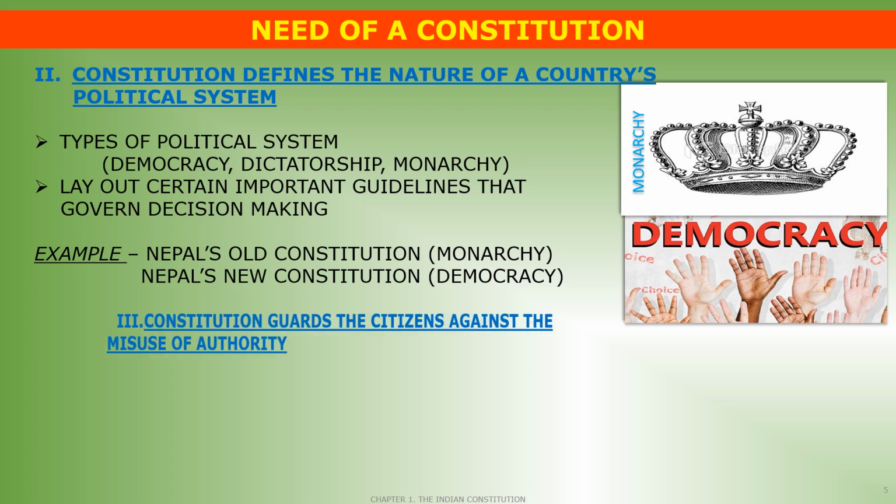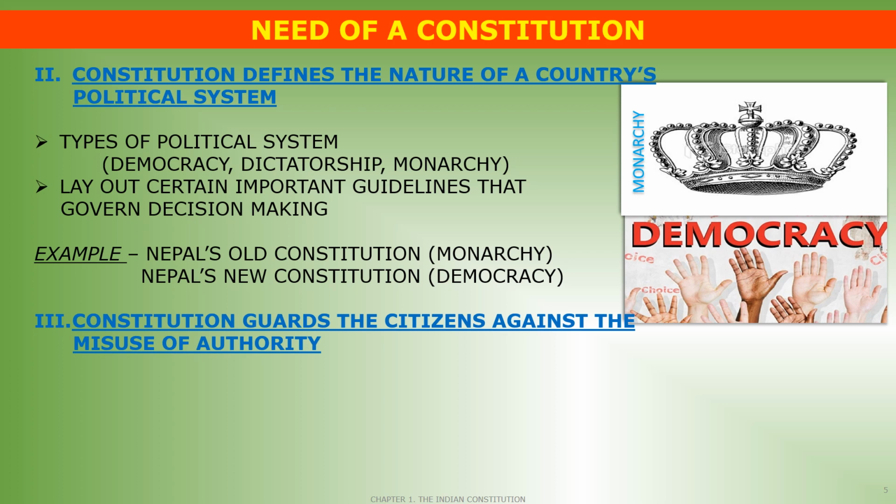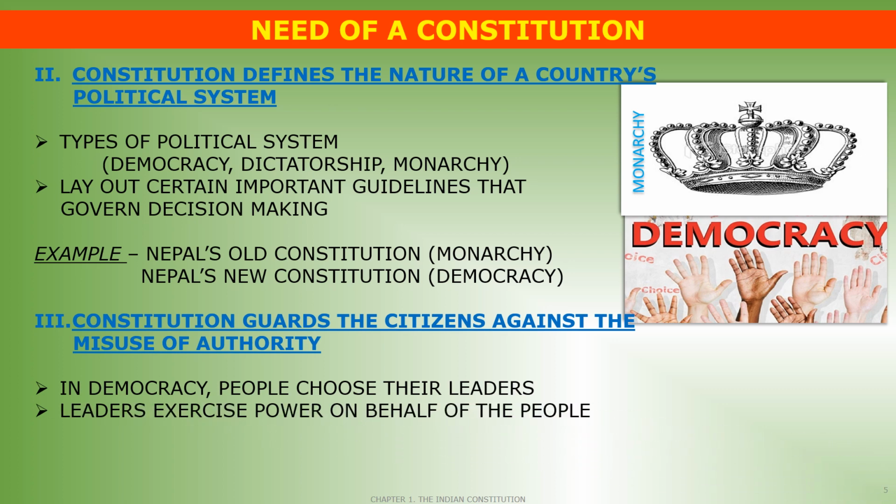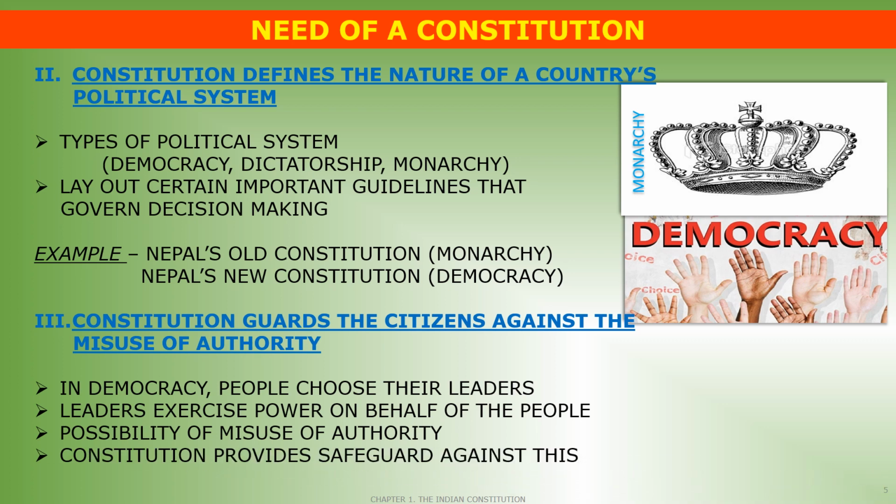Thirdly, the constitution guards the citizens against the misuse of authority. In democracy, people choose their leaders. They are commonly known as representatives. They exercise power on behalf of the people. There is every possibility of misuse of authority, but the constitution provides safeguards against this.